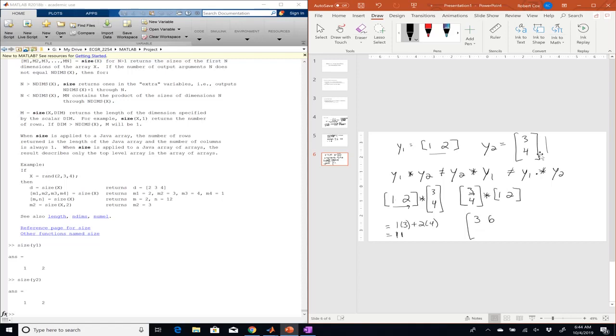Now I do the second row times the first column, and I get that entry. Then I do the second row times the second column, and I get that. So in other words, I took a matrix with 2 entries and another one with 2 entries, and I got one with 4 entries.